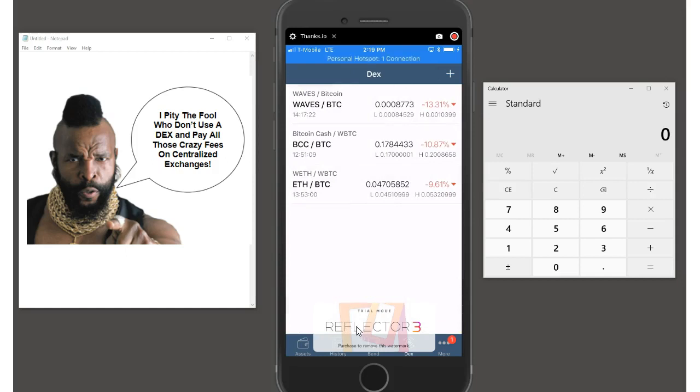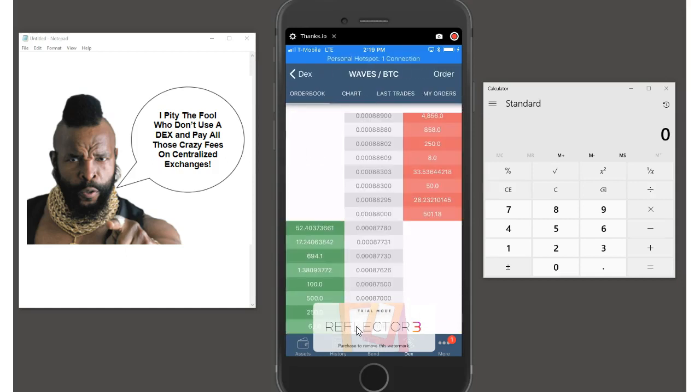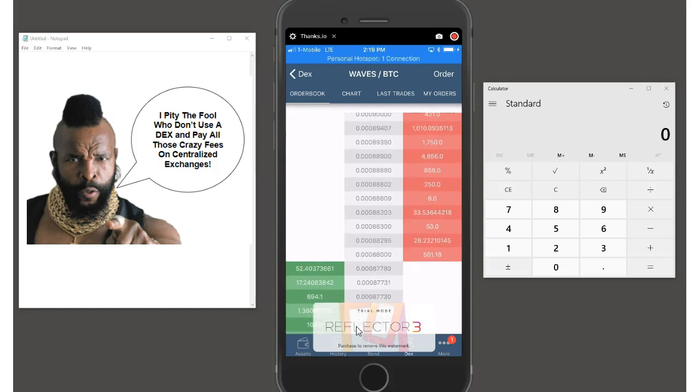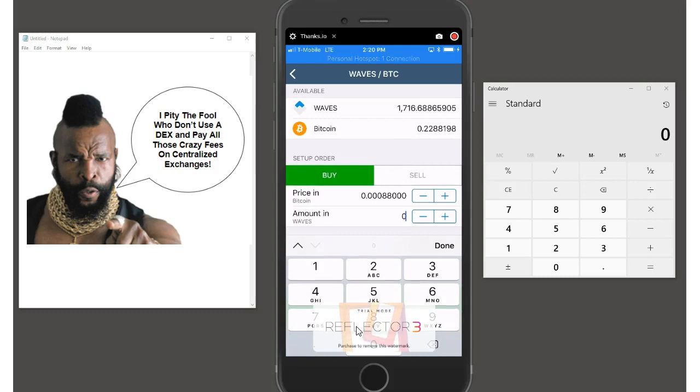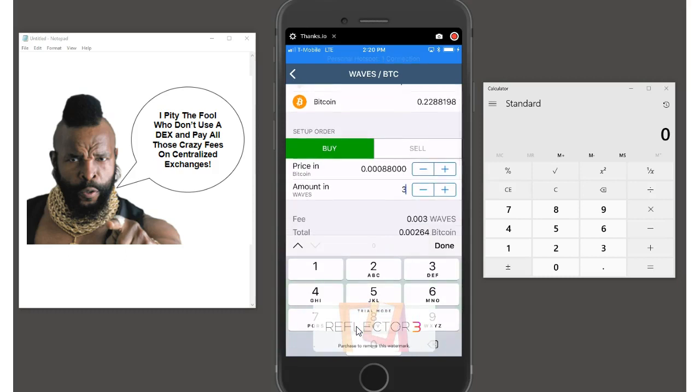Creating an order is very easy. Let's go into my Waves Bitcoin pair here. I can see the order book, and then I'm going to click order. It's probably going to ask me for my password. No, it didn't. I already have it in there. And then I can simply say I want to sell, we'll just keep it simple. I'll sell 3 Waves right now, like this.